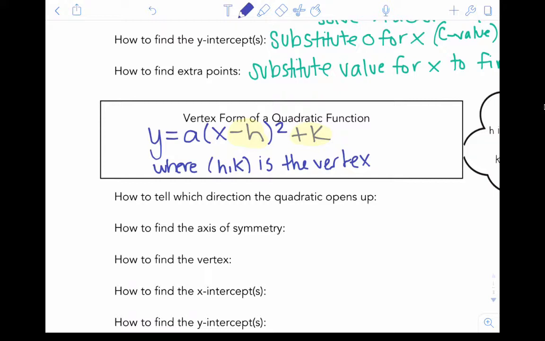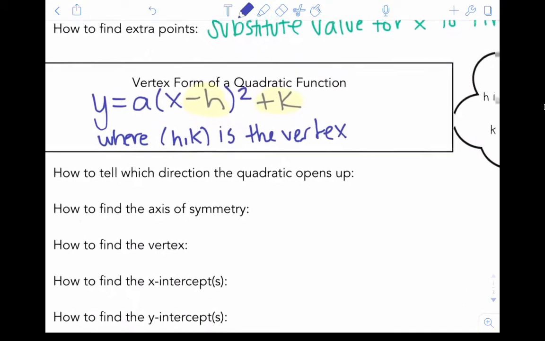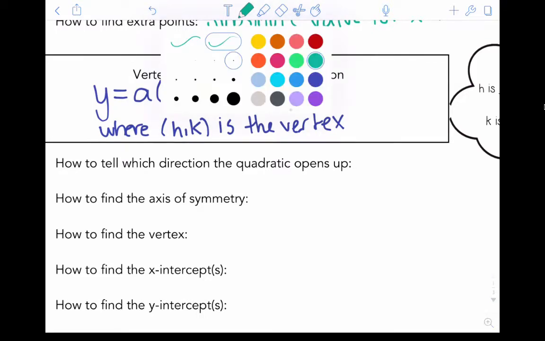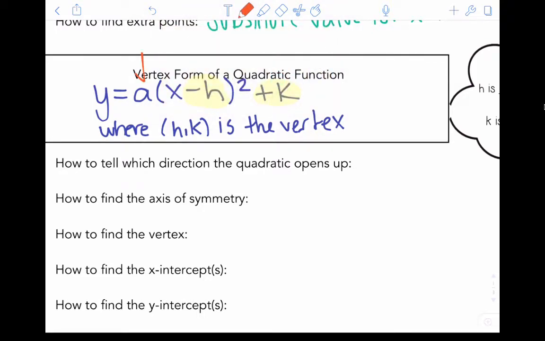So how to tell which direction the quadratic opens? Well, you're still going to look at the a value. That a value is right there, and it is still going to tell us which direction it opens. So once again, if it's positive, it's going to look like that, which means it opens up. If it's negative, it's going to look like that, which means it opens down.